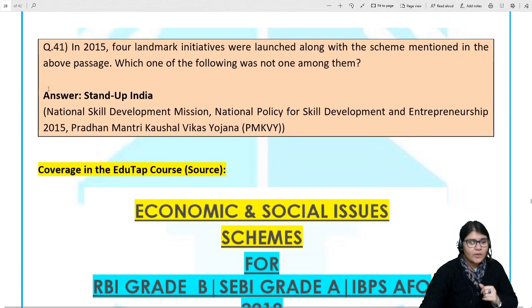Next, in 2015, 4 landmark initiatives were launched along with the scheme mentioned in the above passage. Which one of the following was not one among them? The answer is Stand Up India. So there were 4 important initiatives that were launched. We have given the names of these in the bracket below.